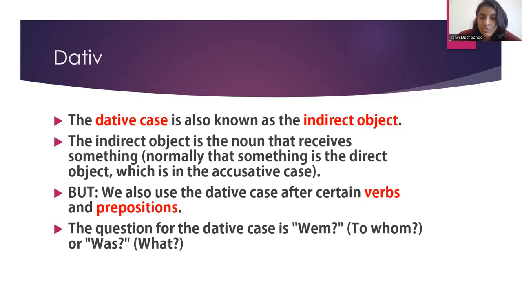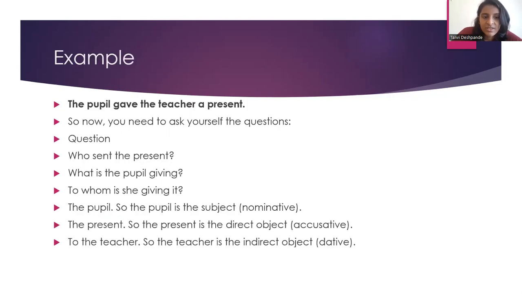So when you ask the question wem or was, you get the answer that part of the sentence that is in the dative case. We'll see how this works. But first we'll see an example in English so you will understand. The pupil gave the teacher a present. Okay. Now we will do it in English first. We'll understand better in German.